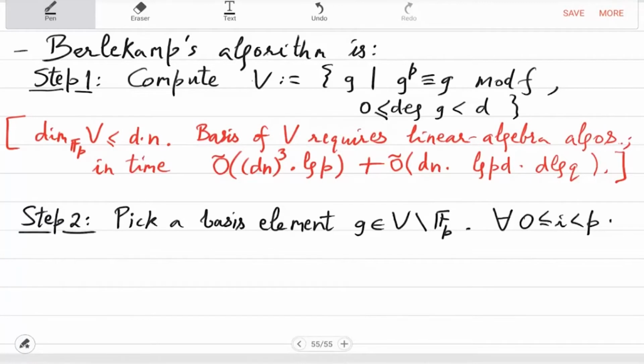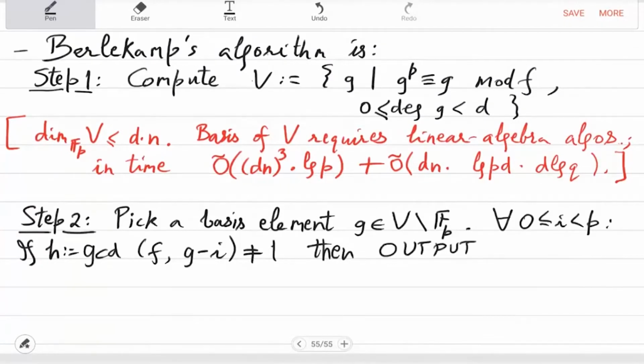So you basically compute many GCDs with f. You compute this GCD of f with g minus i, call it h. So if this h is not 1, then it is a proper factor of f because it has degree less than d. If it is non-constant, then it has degree at least 1. So this will be a proper factor of f. So you can output it. Okay, so you will be done. This is a for loop. So you are doing this for all i's, numbers 0 to p minus 1.